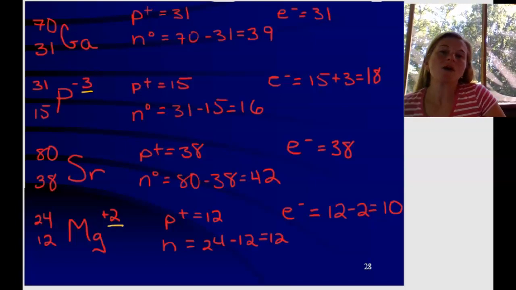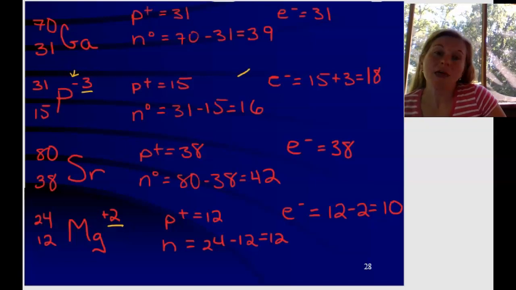And to figure out our number of electrons from those charges, basically what we're saying is if there's a negative charge, then we are adding to our electrons and have more electrons than we do protons. And if it is positive, then we are taking away from our electrons and we're going to have more protons than electrons. We cannot change the number of protons. We can only change the number of electrons.